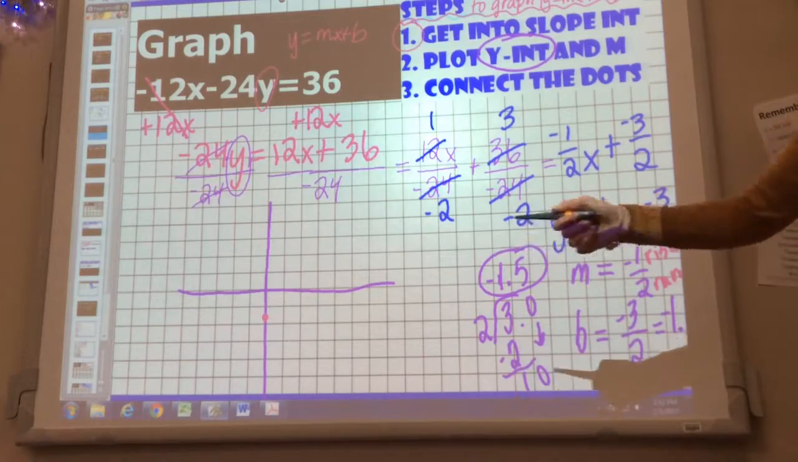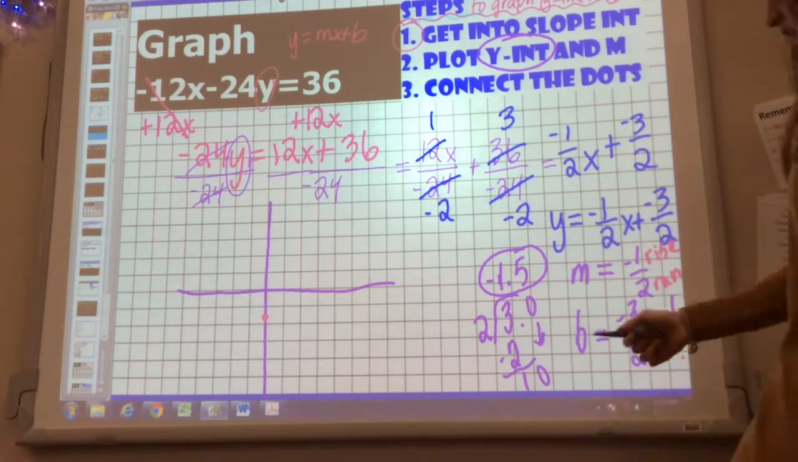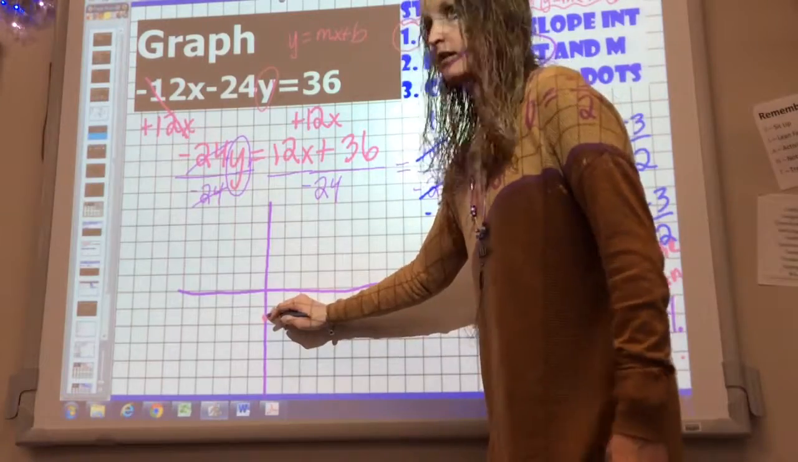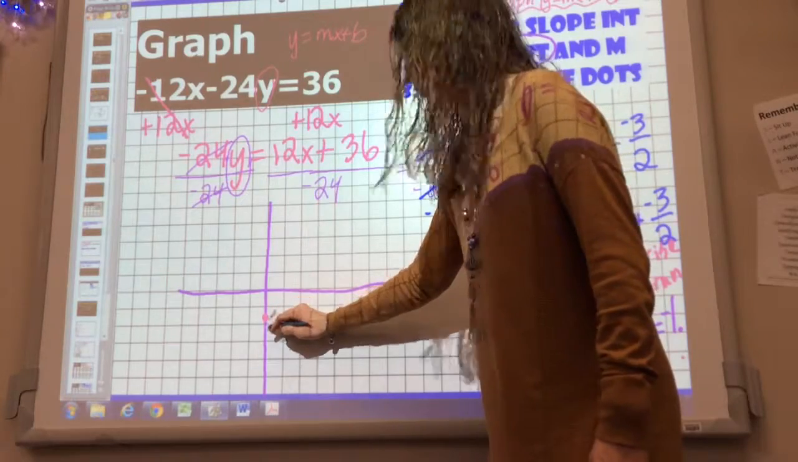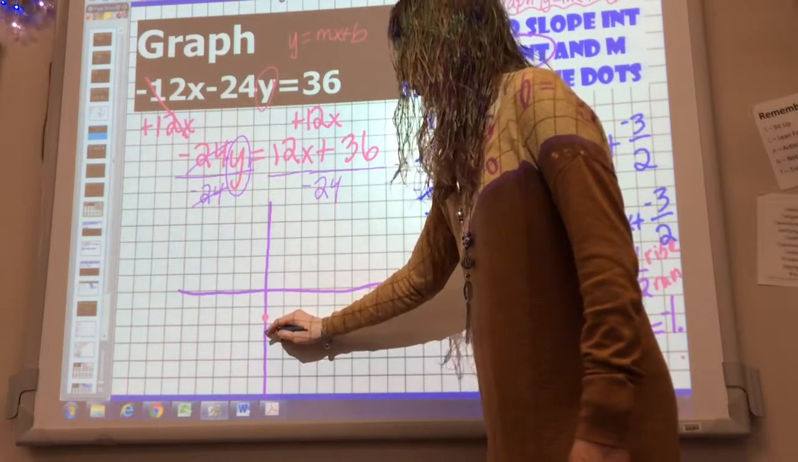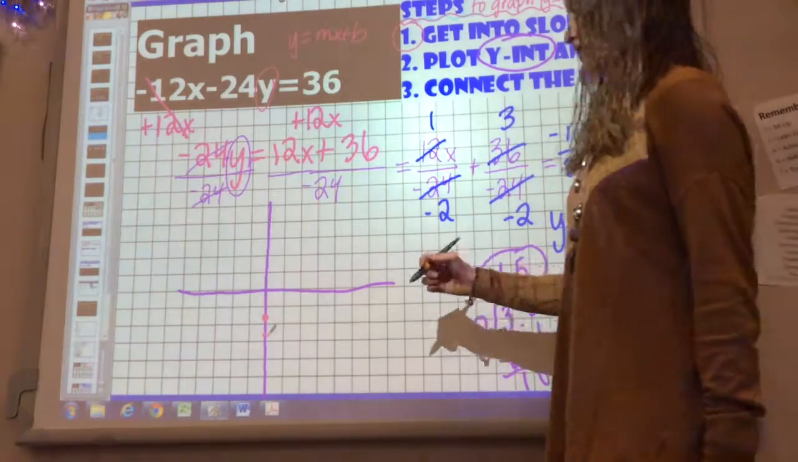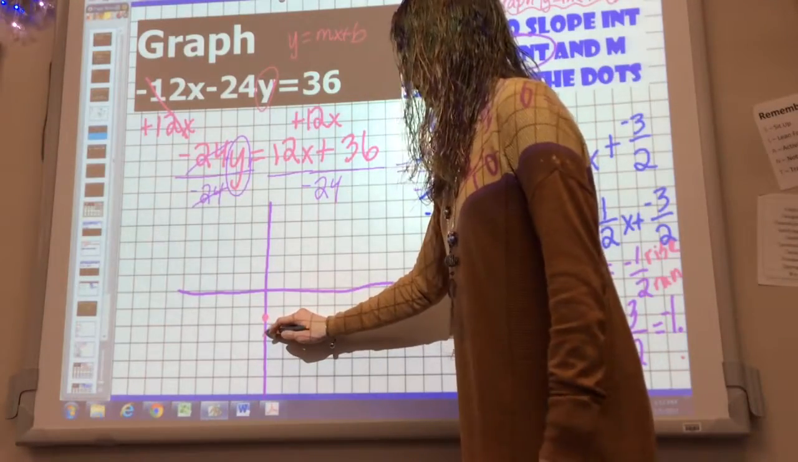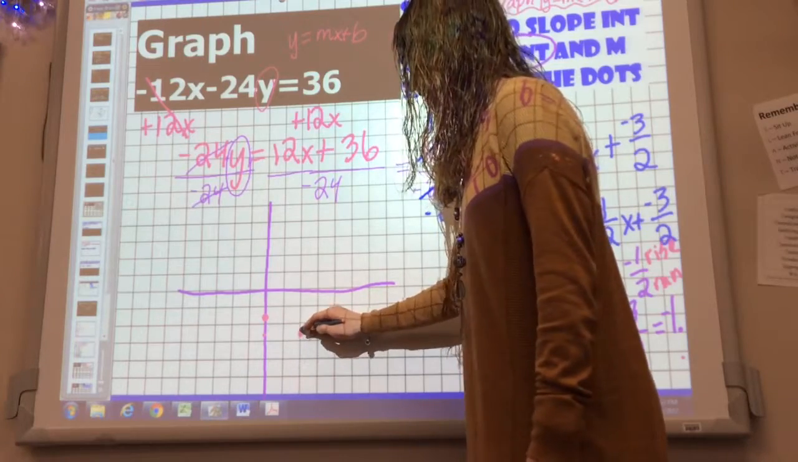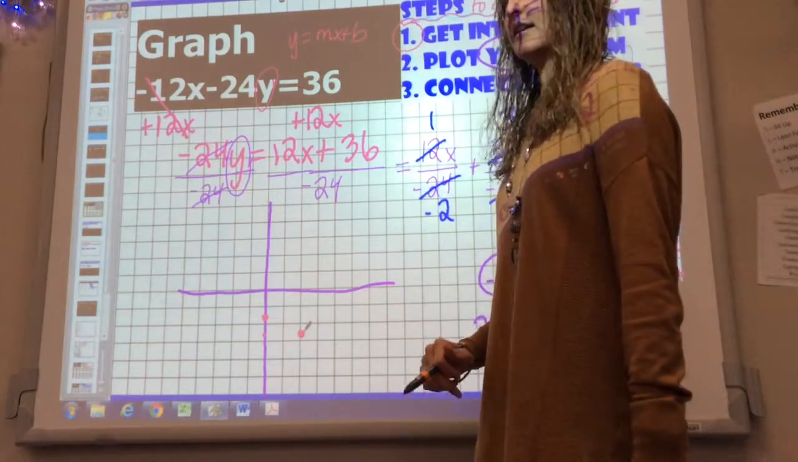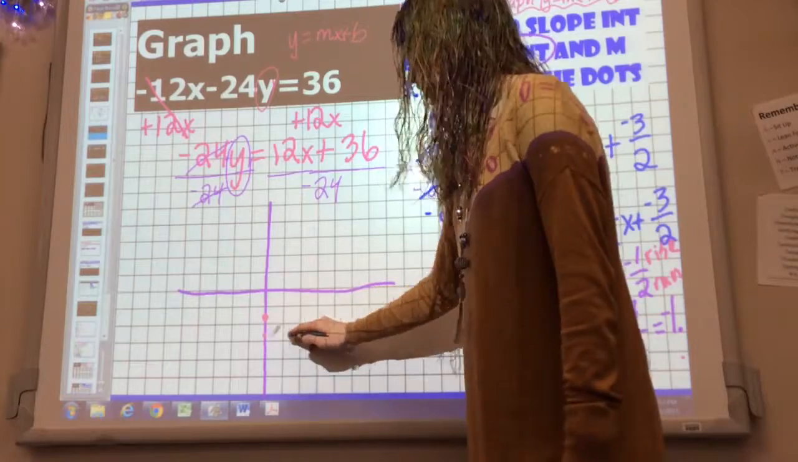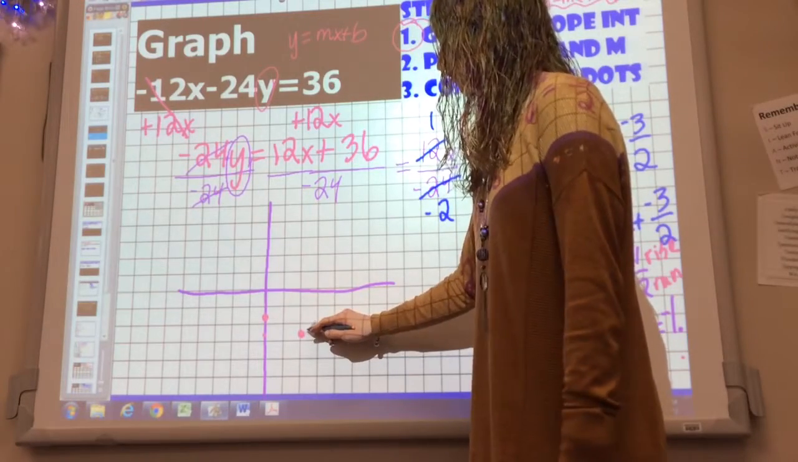From our y-intercept, we have to rise a negative 1. How do you rise a negative 1 from this point? Go down. You go down 1. Now, we don't end there because we're supposed to run 2. Which way is that? Right, 2. So that is our first dot. We go down 1 to the right 2.